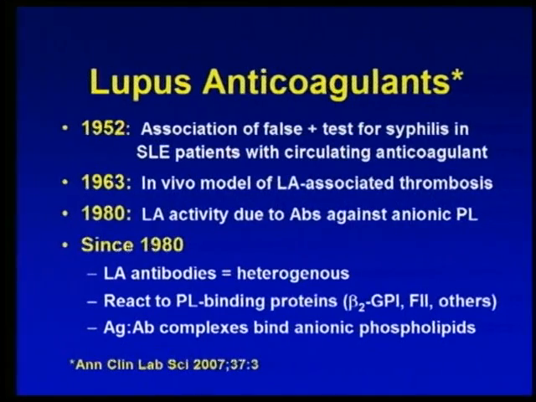In 1980, this lupus anticoagulant activity was found to be associated with antibodies against anionic phospholipids. But since that time, we've realized that these antibodies are actually reactive against phospholipid-binding proteins, such as beta-2-glycoprotein 1, prothrombin, or factor II, and others. And that it's a heterogeneous family of antibodies, these lupus anticoagulant and antiphospholipid antibodies. And that it's actually the antigen-antibody complexes that bind to the phospholipids. Again, in general, not the antibodies themselves that bind directly to the anionic phospholipids.